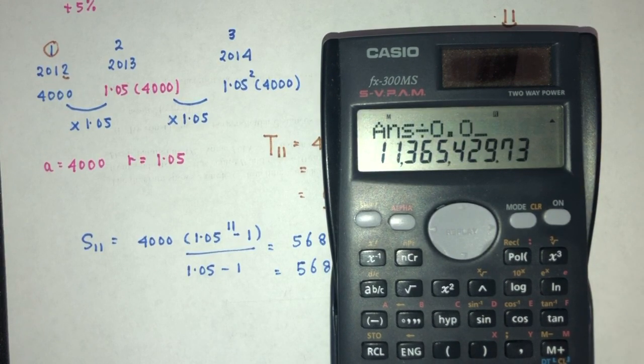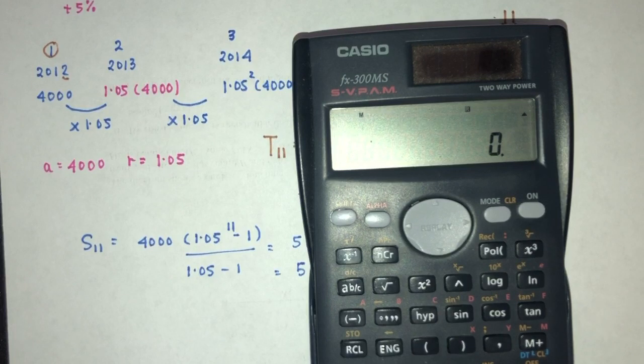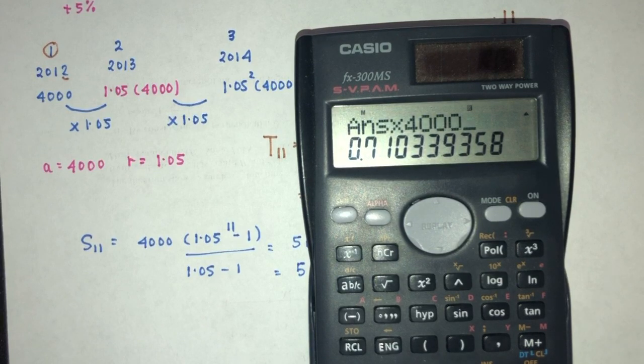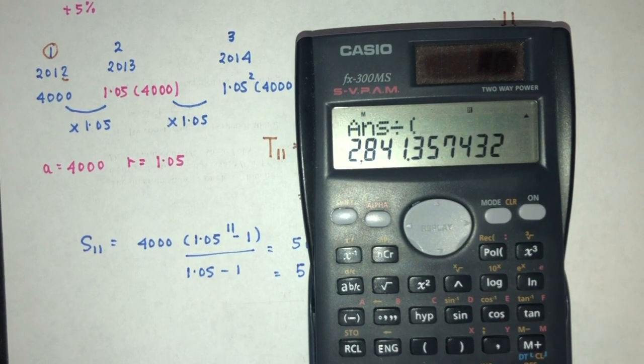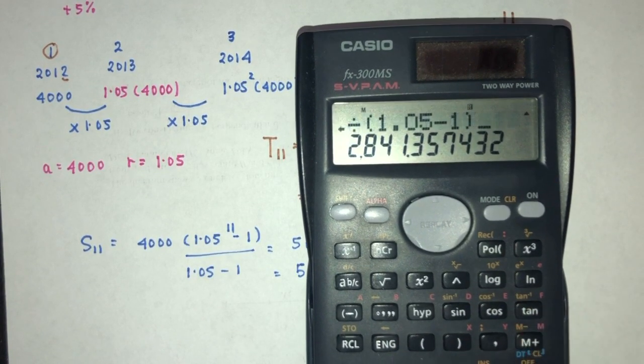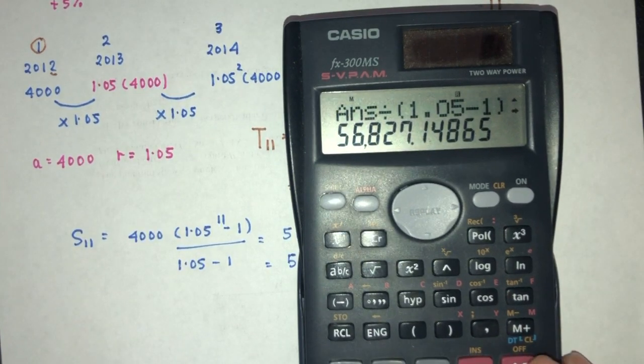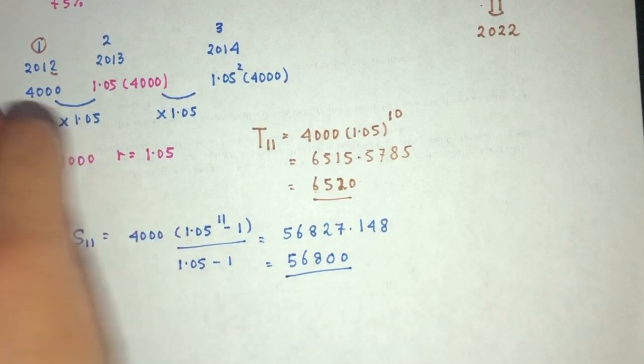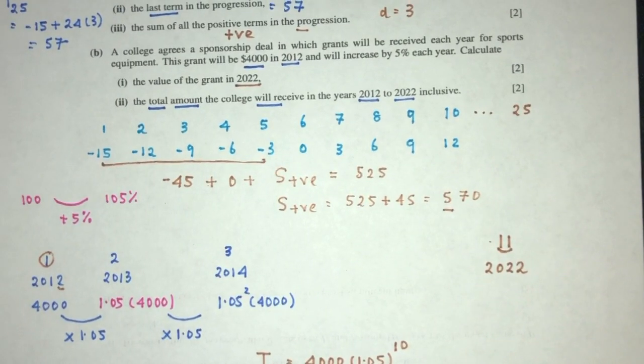Let's check again. 1.05 power 11 minus 1 times 4,000 divided by 0.05. So let's try again. 1.05 power 11 minus 1 times 4,000 divided by 1.05 minus 1. That should be this value, 56,827. Okay, that will be this. Correct to 3SF. Okay, that will be part 2 of your question. That will be a GP question.